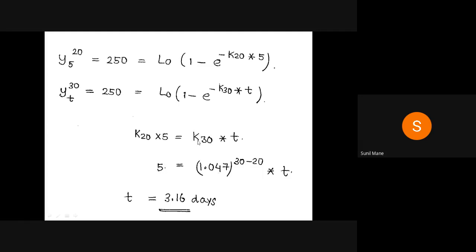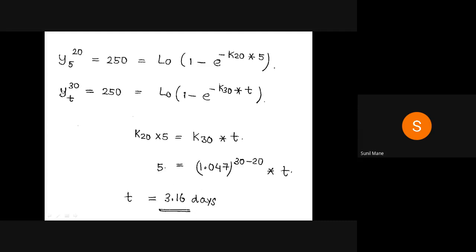In calculation of K30, we can put it here: 1.047 raised to the power 30 minus 20. So 30 is the temperature we know. So this particular K30 can be calculated, and this K20 we can put over here. Based on these two, we can go for calculation of T. So T in this case we have got as 3.16.